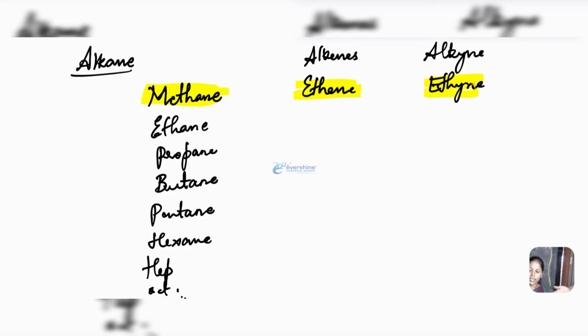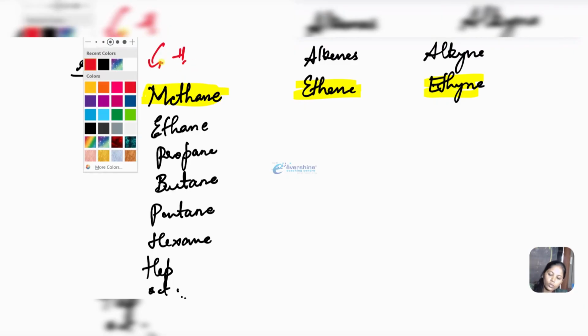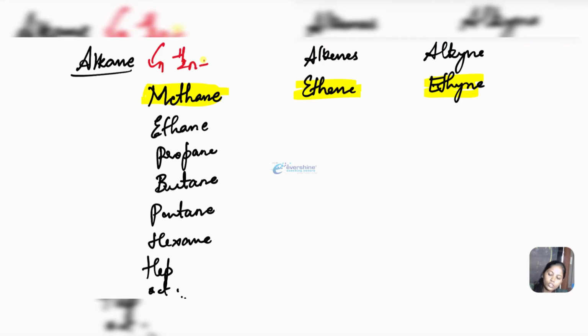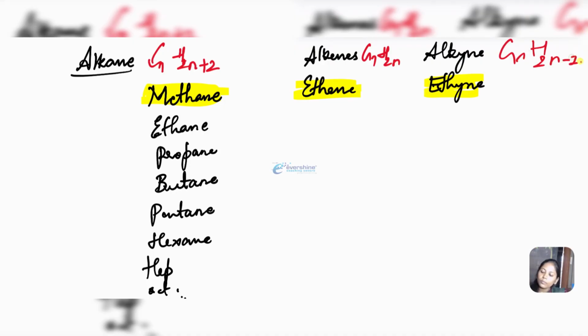Okay, so next, their formulas you should know. Alkane general formula: CnH2n plus 2. Alkene: CnH2n. Alkyne: CnH2n minus 2. Okay, this is how you need to remember formulas and first members. Got it? And then they'll ask the structure.